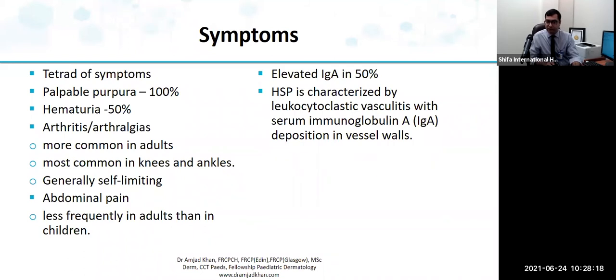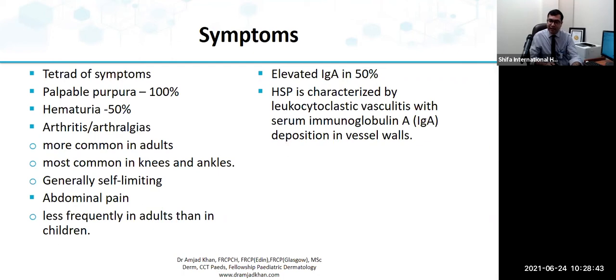Palpable purpura is nearly 100%, but hematuria. So think of kidneys. HSP, think of kidneys, please. Tummy and kidneys. So if you think of tummy, intestinal obstruction, and kidneys, these are the two sort of things outside the skin. And then arthralgia or joint issues. Joint issues are more common in adults as compared to kids, but it is still present. Mostly joint issues are self-limiting. Abdominal pain, obviously we'll talk about it as well.